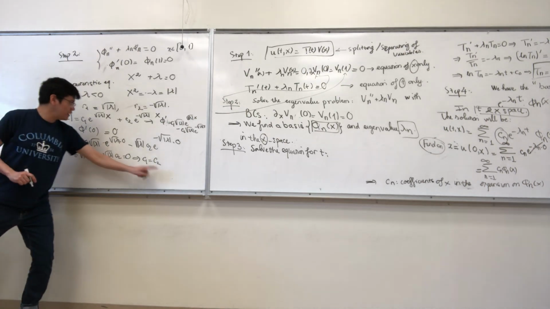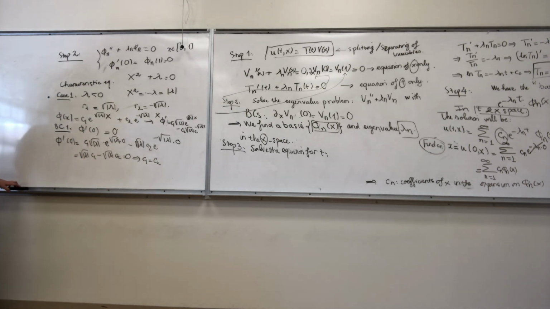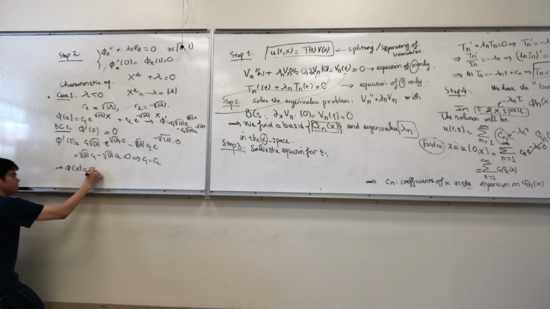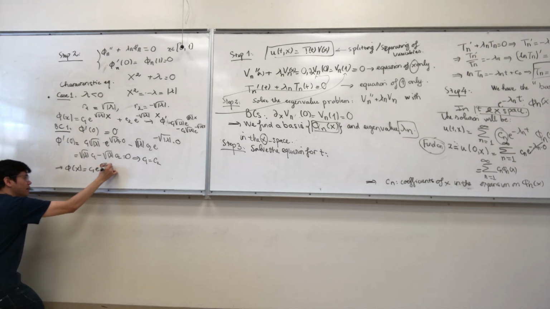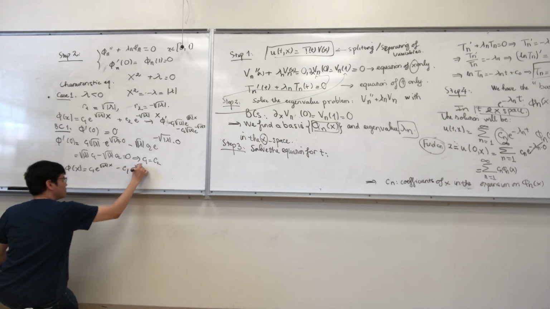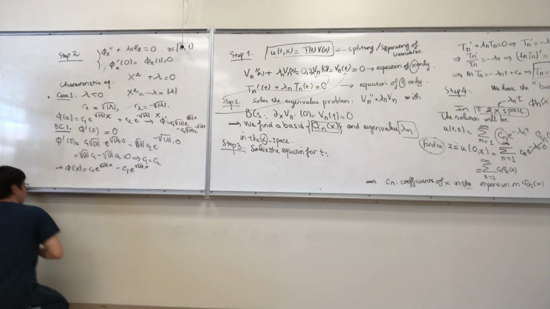So I have c1 equal to c2, which means that phi of x will be c1 e to the square root of lambda x minus c1 e to the square root of lambda x.